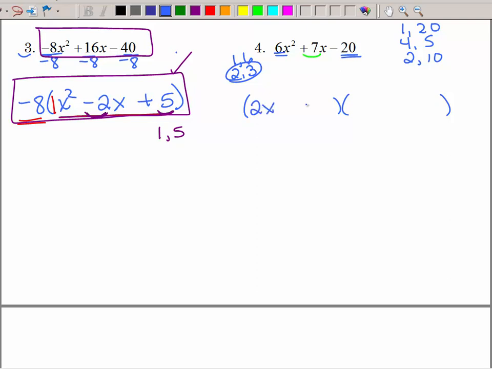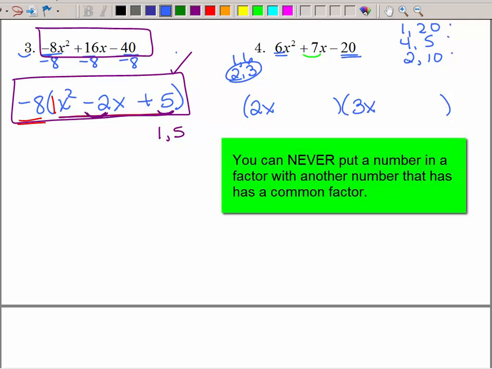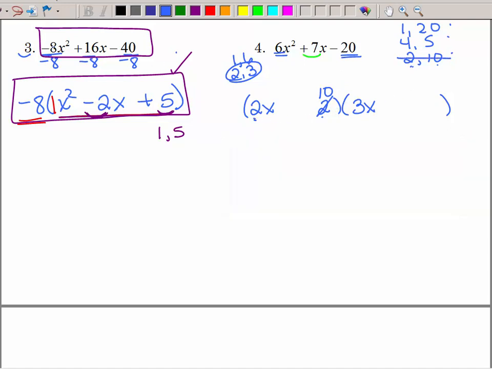I'm going to try 2x times 3x. Now here's my biggest hint. When you're deciding what numbers to put where, you can never put a number in a parenthesis that has a common factor, meaning I could not put a 2 here because 2 and 2 are both divisible by 2. I couldn't put a 10 here because 2 and 10 are both divisible by 2. They have a common factor of 2, which means if 2 and 3 work, 2 times 10 cannot work. So let's try 4 and 5.